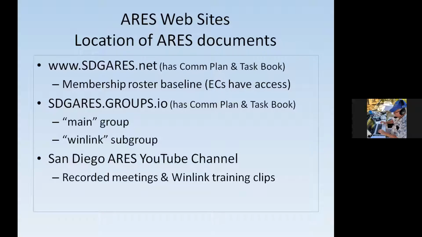We also duplicate information that's on sdgares.net on the groups.io site. So that's what we're using for email now, sdgares.groups.io. It also has the comm plan. It also has the task book. And we've got the main group that you get most of your emails from. And we also have a WinLink subgroup.